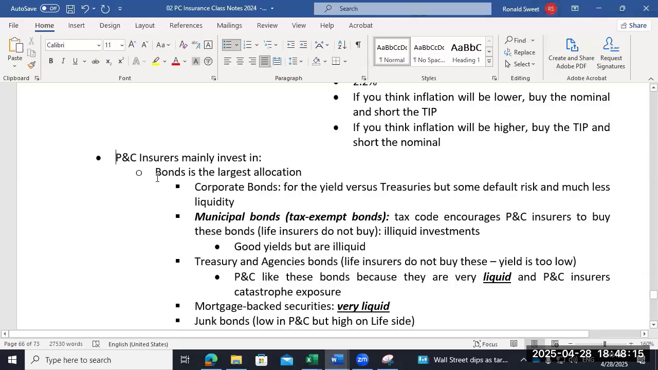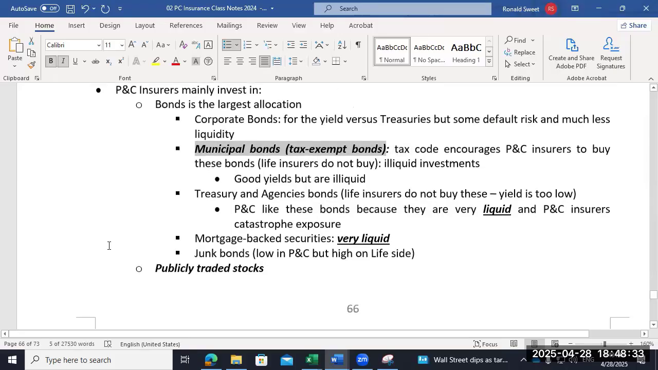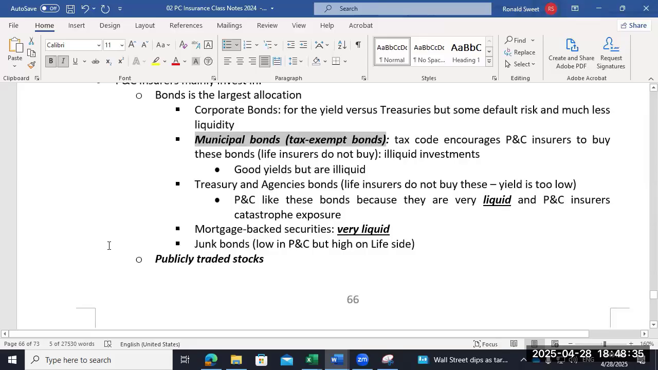So P&C companies, what do they buy? They buy bonds. That's the most of their assets. That's probably 60, 70, 80% of them. They do buy corporate bonds. They prefer corporate bonds over treasuries. They do buy treasuries, but they prefer corporate bonds. They buy a lot of municipal bonds. The P&C industry is probably the largest group of companies that buys municipal bonds. And that has to do with the tax code.